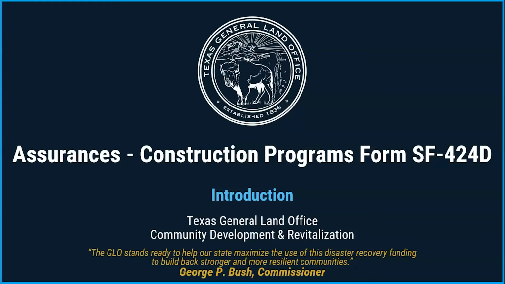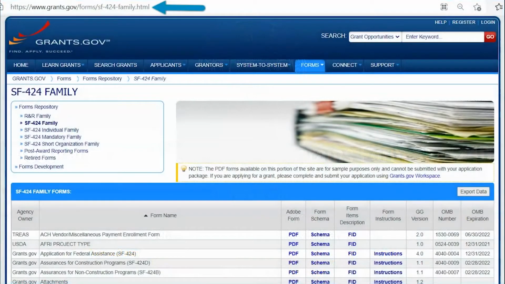Once you click on the link, your computer will take you to the grants.gov website. Scroll down to Assurances for Construction Programs SF424D and click on the PDF link to download the fillable document. Please note you will need a PDF editor to view and edit the document.